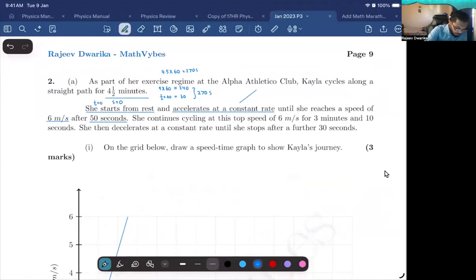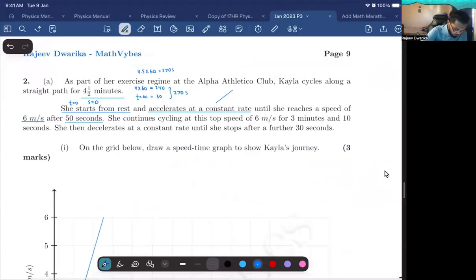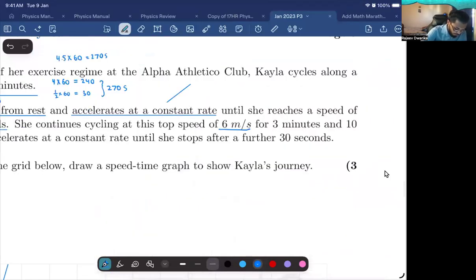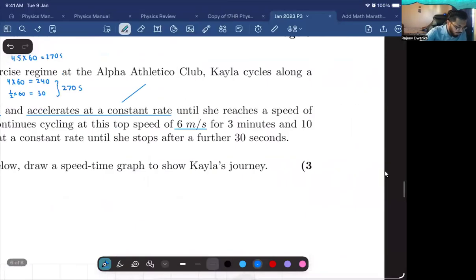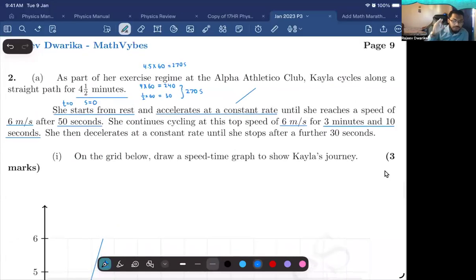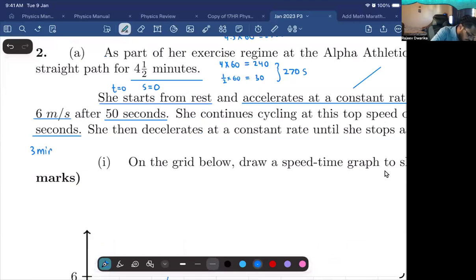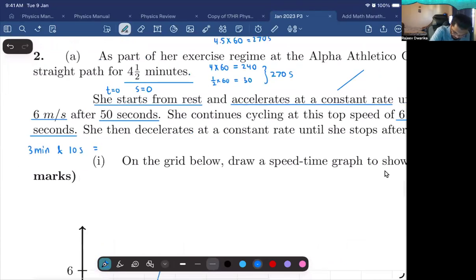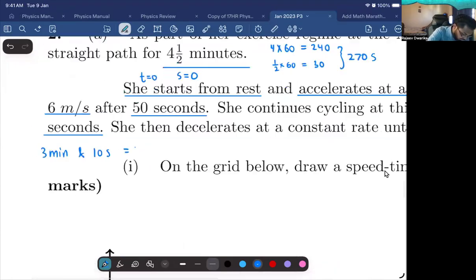She continues cycling at this top speed of 6 meters per second for 3 minutes and 10 seconds, sir. Can we work with that 3 minutes and 10 seconds? No, sir. Now, we have to convert that whole thing to seconds, right? So tell me, how much would 3 minutes be in seconds? That would be 180 seconds, sir. Right, so 3 minutes and 10 seconds is really what? It would be 190 seconds, sir.